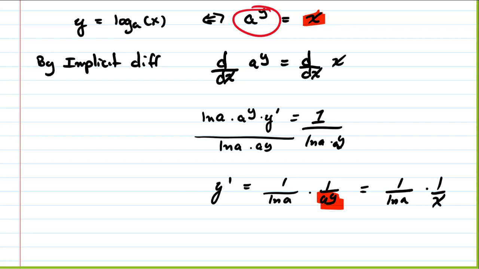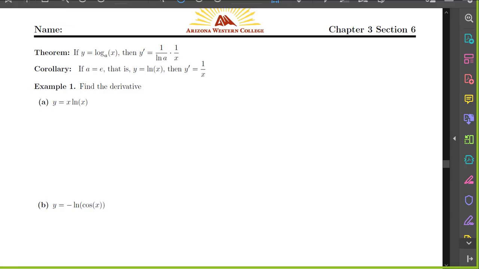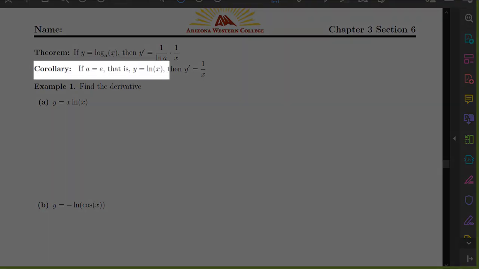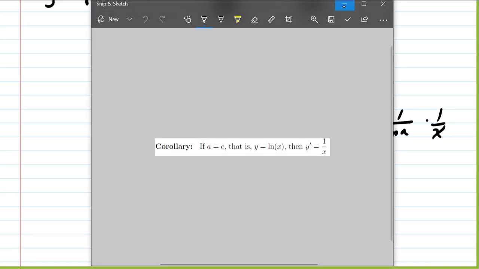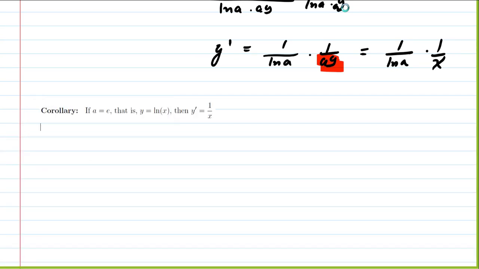While differentiating a logarithm base a will happen, the corollary is probably the more important part of this, which is if we have the natural logarithm, so if our logarithm is base e, we get a nice reduction in that formula. If a is equal to e, we want to remember that the natural logarithm of e is equal to 1. So this gives us that the derivative d dx of the natural logarithm of x is just 1 over x. So we will use that quite a lot.